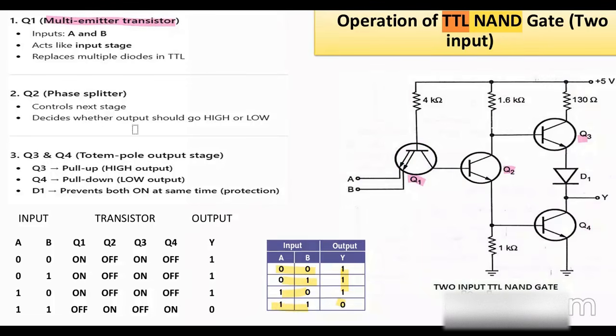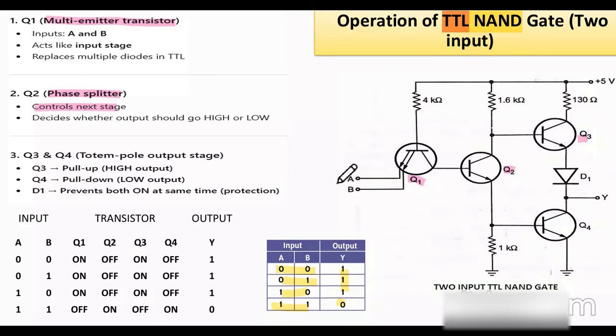What is the function of this Q2 transistor? It is a phase splitter. That is, it controls the next stage. It decides whether the output goes high or low. And Q3 and Q4 are the totem-pole output stage. So these are the words you need to remember. No need to write in detail about these transistors. We will see the working of this after drawing this diagram. So I'll start the working of this.